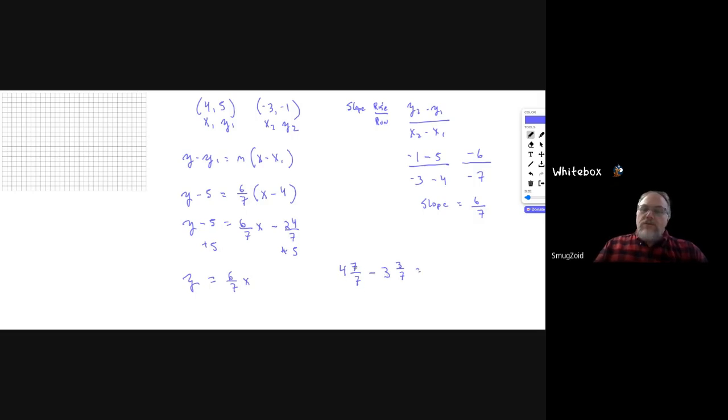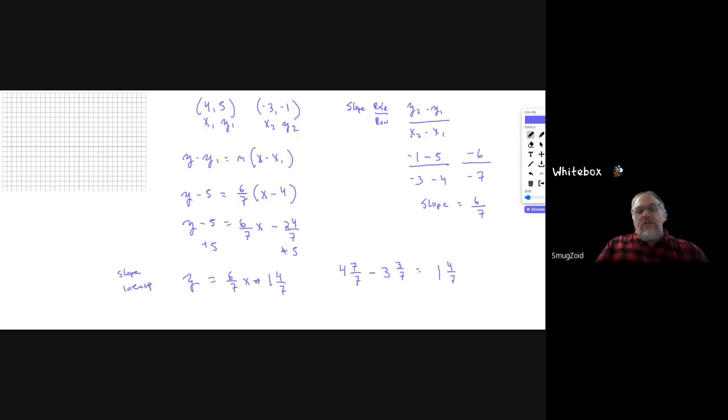4 minus, well, actually, let's do this first. 7 minus 3 is 4/7. And you have 4 minus 3 is 1 and 4/7. So it's going to be plus 1 and 4/7. Okay. Wow, it's kind of a weird line, but it is what it is. This is it in slope-intercept form.